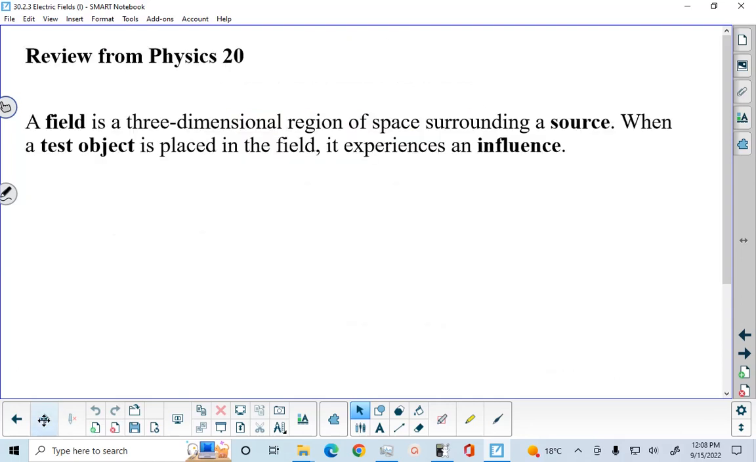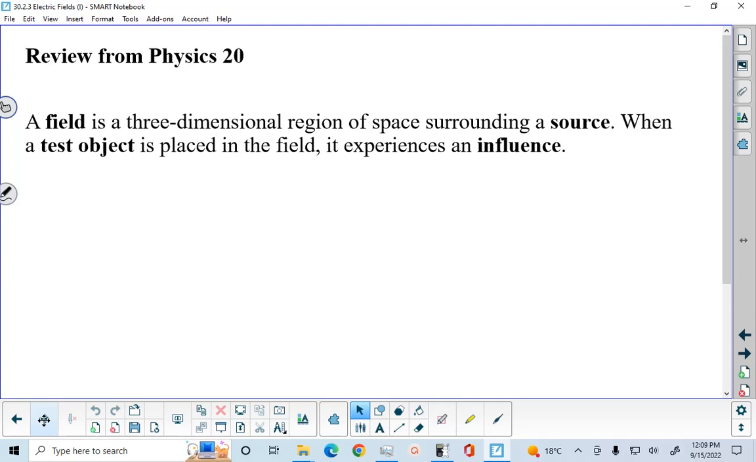I want to go through a quick review here of some things that you, I hope, discussed in Physics 20. The concept of a field is a difficult one to wrap our brains around. The basic definition of a field is that a field is a three-dimensional region of space surrounding some source. And in order for you to determine that the field is there, you put in something called a test object. And the test object is affected by the field. It's influenced by the field.